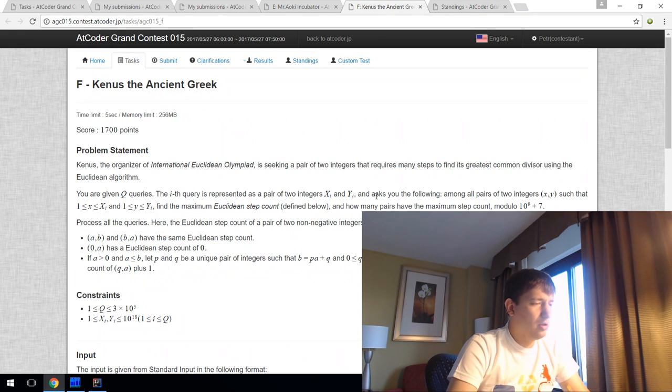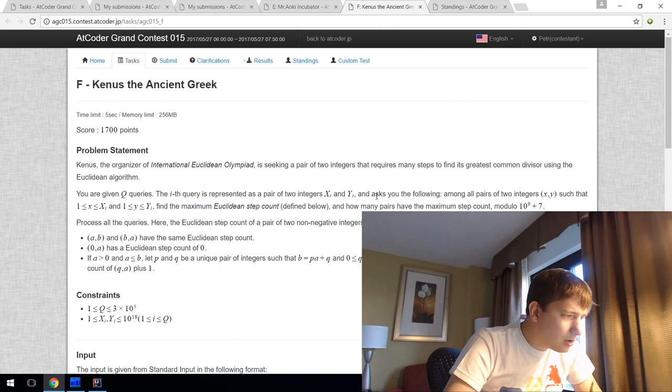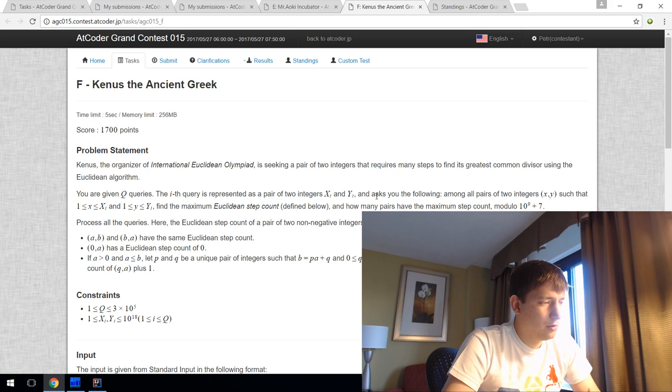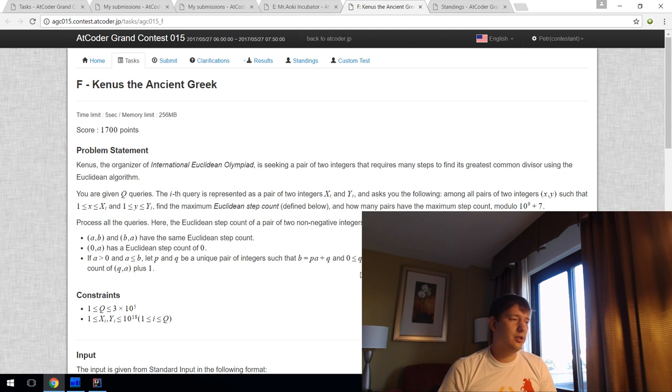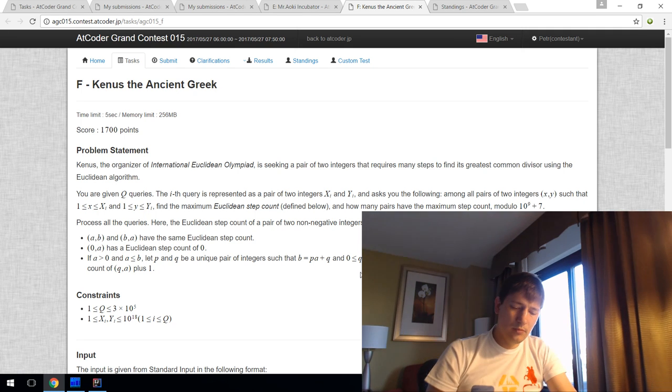Yeah. So, what's this last problem? Okay. So, here we have the Euclidean algorithm, and we do it with the modulo, and then we need to find the maximum step count and the number of occurrences, the maximum step count in a range x and y, and how many times we achieve the maximum count. Okay, this problem also looks interesting.